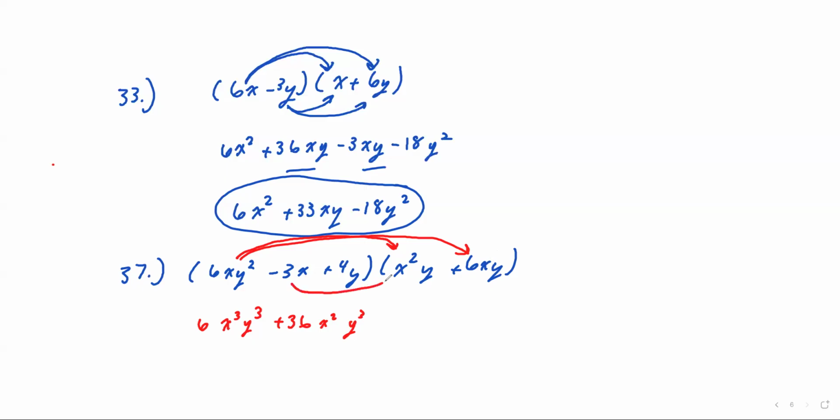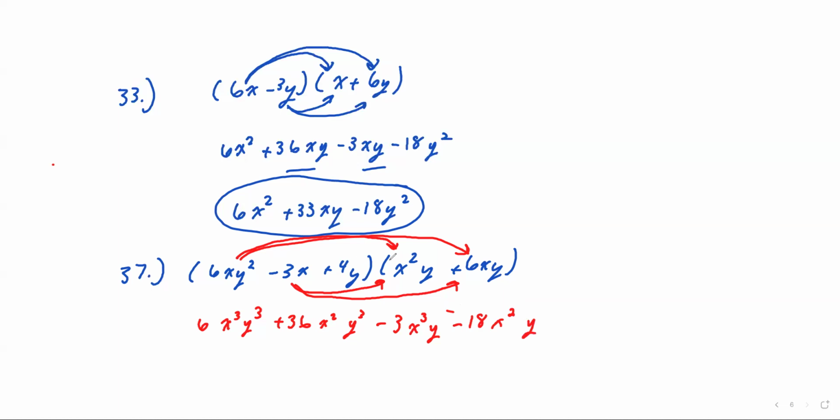So negative 3x times x squared y would give you negative 3x cubed y. And then negative 3x times 6xy would give you negative 18. X, again, there's two of them, so that'd be x squared and then just a y.